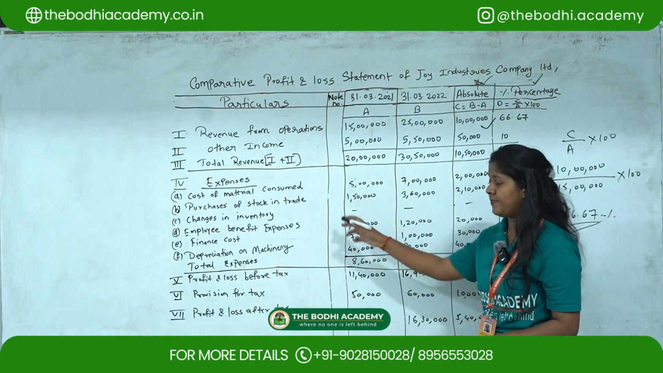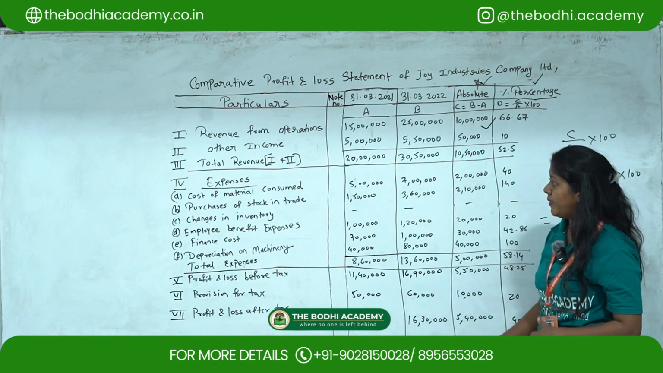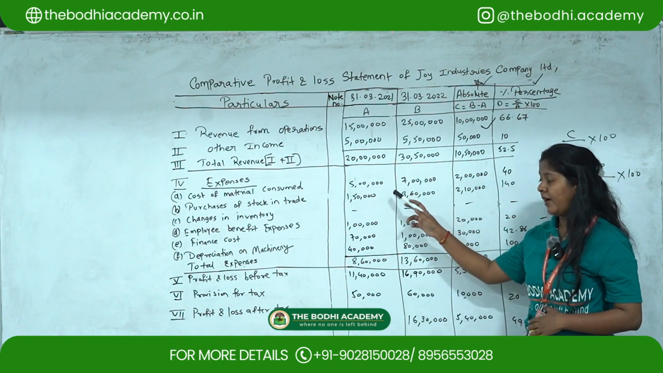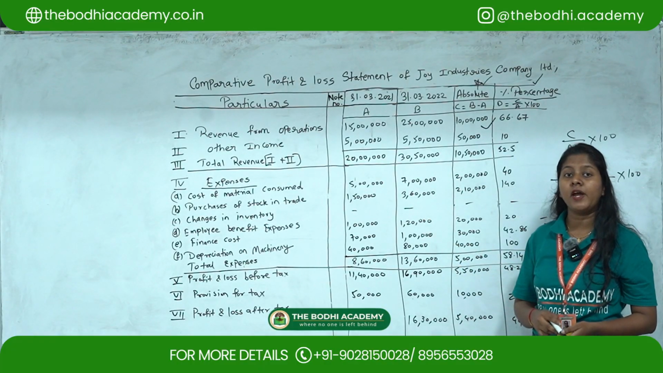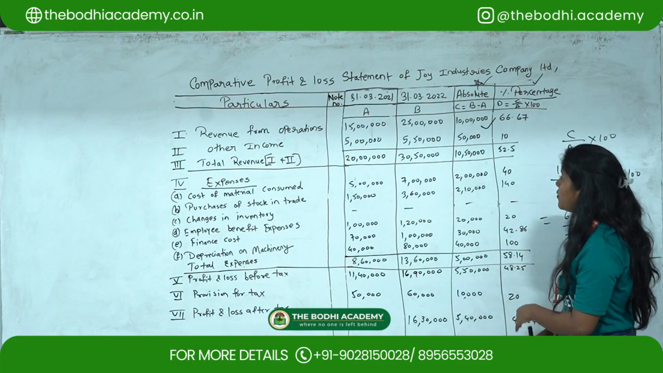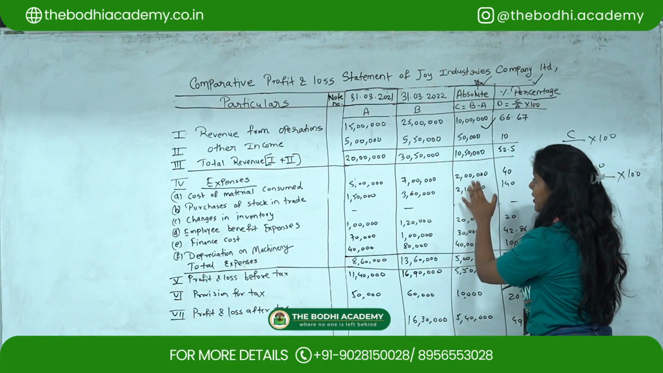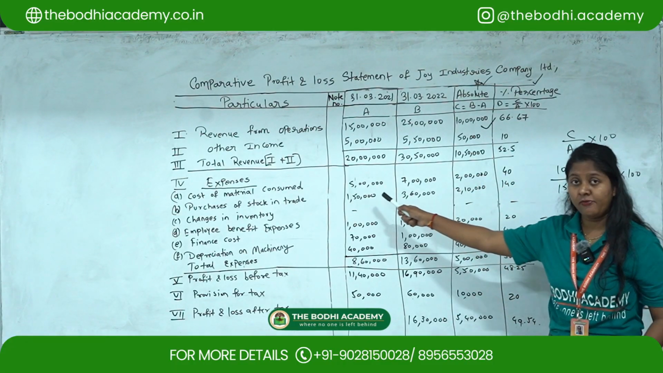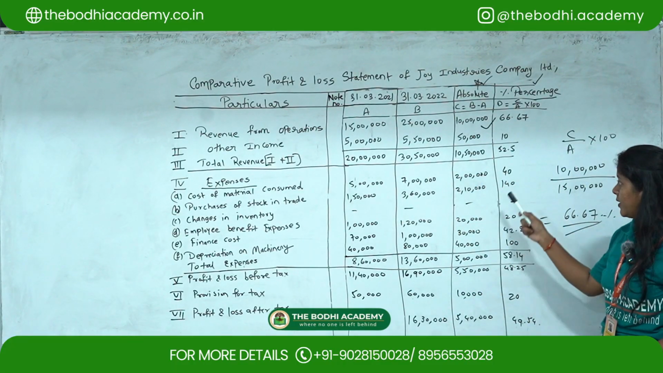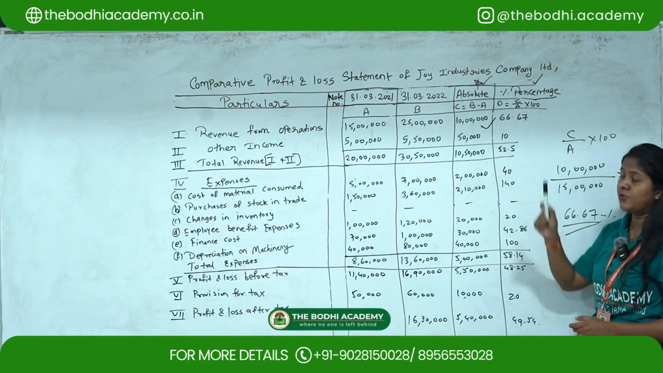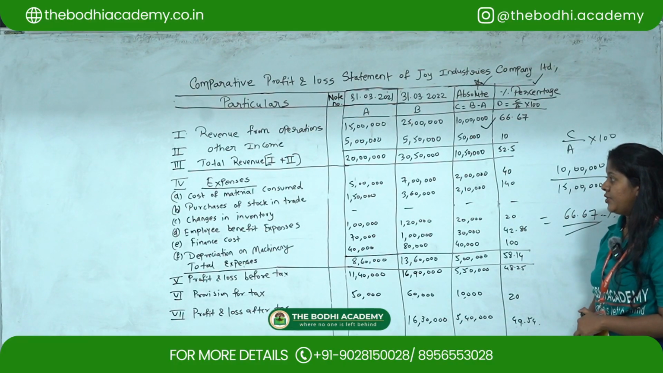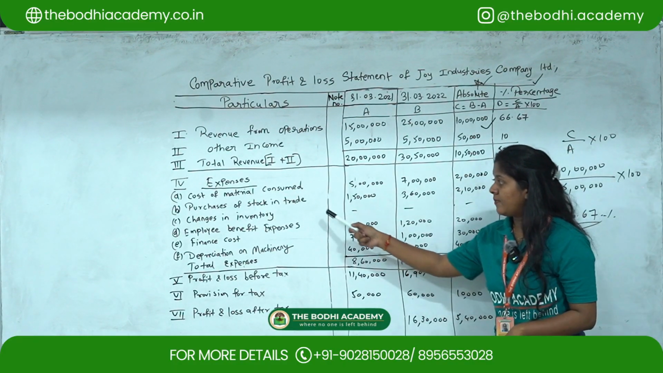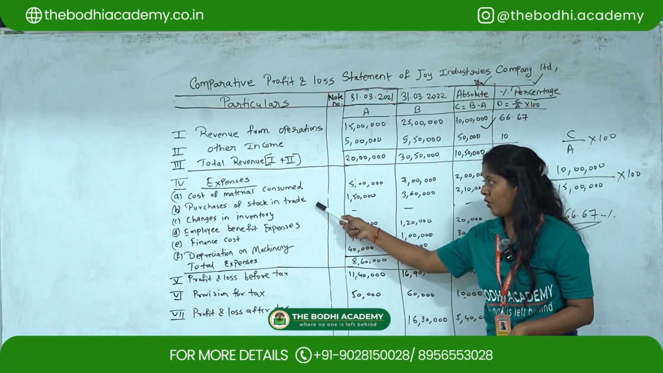Then with regards to expenses, for cost of material consumed they have given 5 lakh and 7 lakh. To find the absolute change, 7 lakhs minus 5 lakh, you will get 2 lakh. This is the difference. Then this 2 lakh you divide by 5 lakh and multiply by 100, and you will get 40. So this is your percentage change.